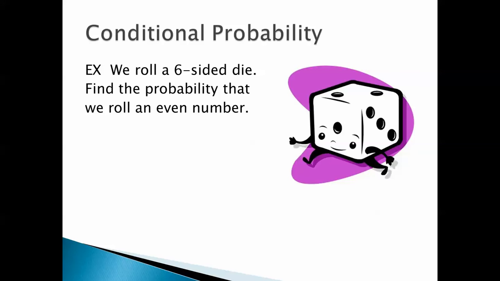We roll a 6-sided die. Find the probability that we roll an even number. Well, that would be 3 out of 6, because you could roll a 2, a 4, or a 6. So the chances are 3 out of 6, in other words, 1/2, that you roll an even number.